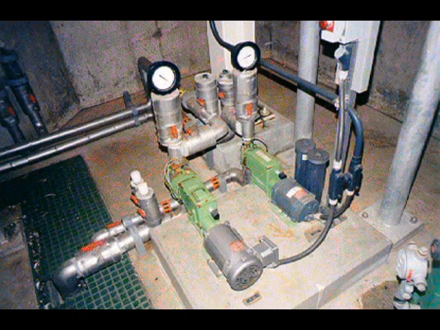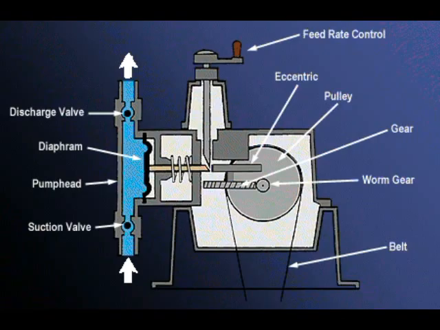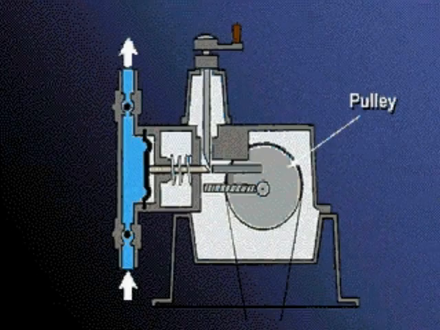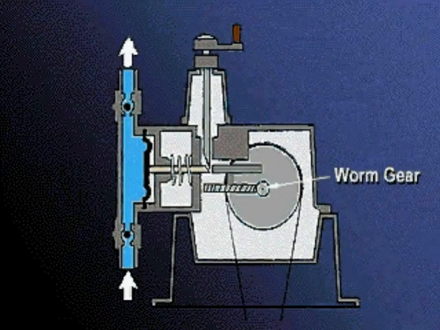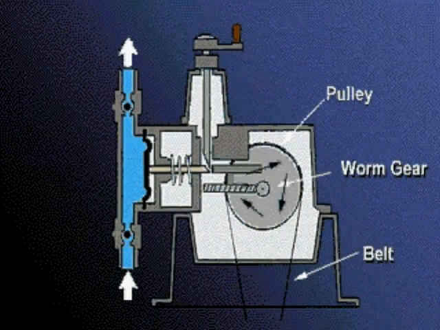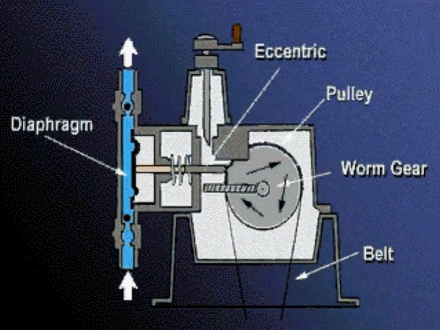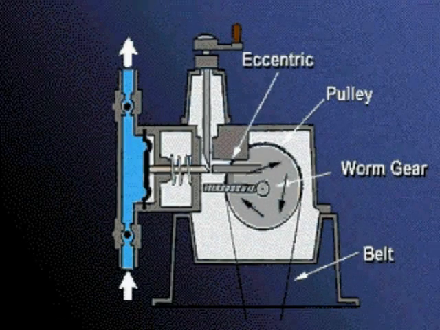Further speed reduction may be provided by worm gear reducers. This diagram identifies the major components of the belt-driven chemical metering pump. This unit operates as follows. The belt from the motor turns the pulley, which is connected to the worm gear. This causes the other gear to rotate, which drives the eccentric. Rotation of the eccentric pushes the diaphragm to the left on the power stroke, and a spring pushes the diaphragm back on the suction stroke.